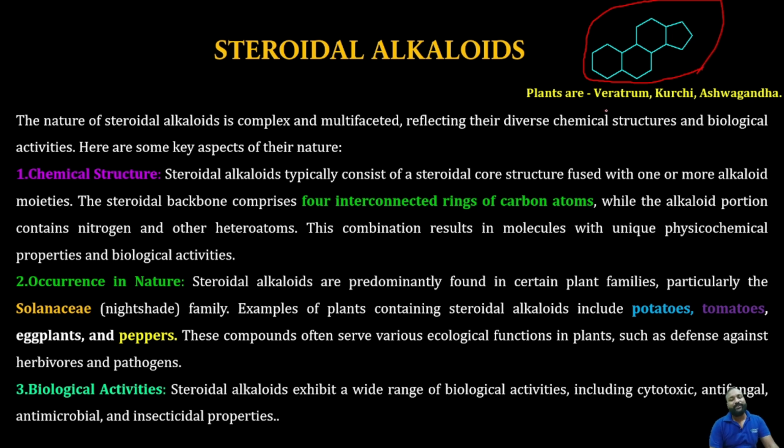Examples for these steroidal alkaloids are veratrum, kurchi bark, and ashwagandha root. So now we are going to see all three drugs together in these steroidal alkaloids. But before that, we should know about the chemical structure, the occurrence and the biological activities of these steroidal alkaloids, so that you can have a holistic idea of what is meant by steroidal alkaloids.